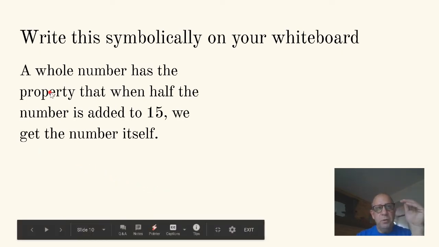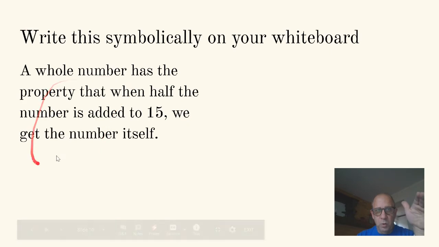Pause the video. Write this one. Not write the words. Write what it would be in a number sentence. Okay, I'm pausing. A whole number has a property that when half the number is added to 15, we get the number itself. So a whole number, we don't know what it is, so that's x.